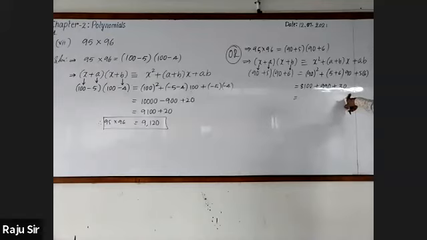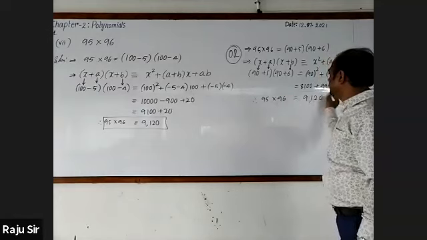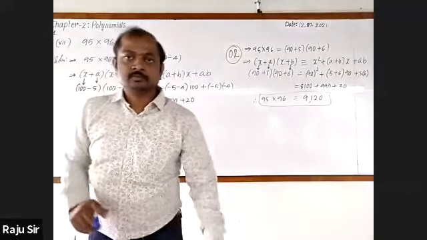Sum of all is 9,000 and 120. 8,100 plus 900 is 9,000. 9,000 plus 90 is 9,090. 9,090 plus 30 is 9,120. So therefore, 95 into 96 is 9,120. Same answer, sir.